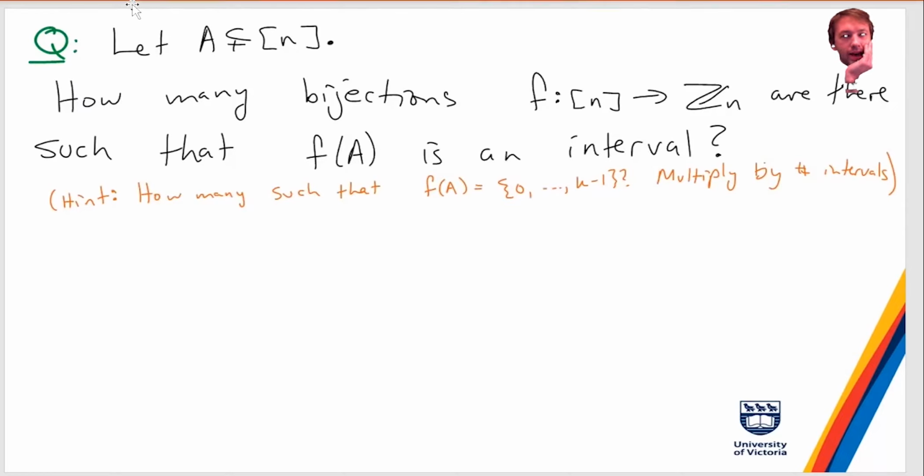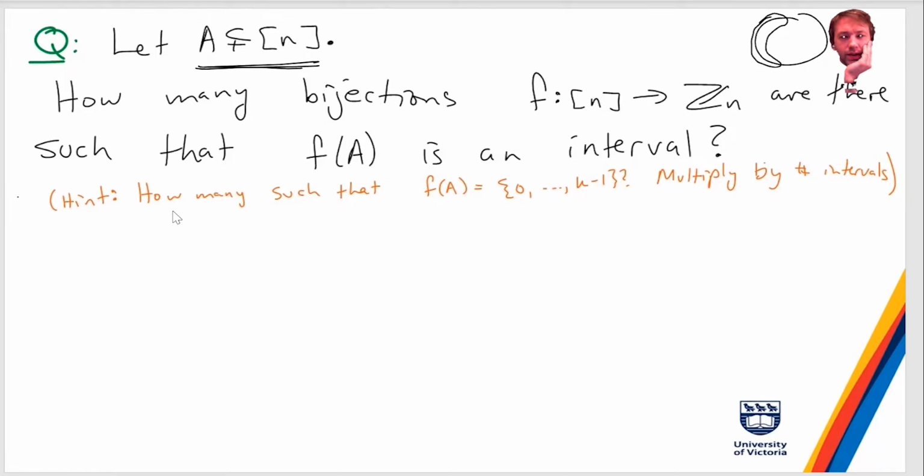Suppose I take A, a subset of 1 up to n. How many bijections are there such that f of A is an interval? Remember, an interval is some consecutive numbers in Z mod n. What did I say here?